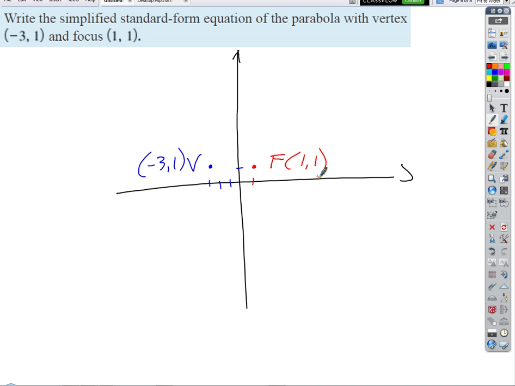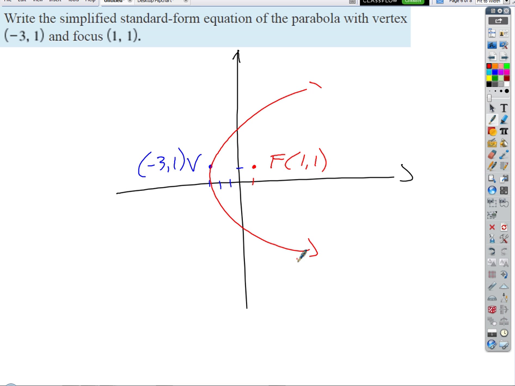So describe this parabola to me then. What's it going to look like? To the which way? To the right, good. It's going to go through the vertex and swallow the focus, right? It always swallows the focus, so it's going to do that. So it's a horizontal parabola opening in the positive right direction, okay?